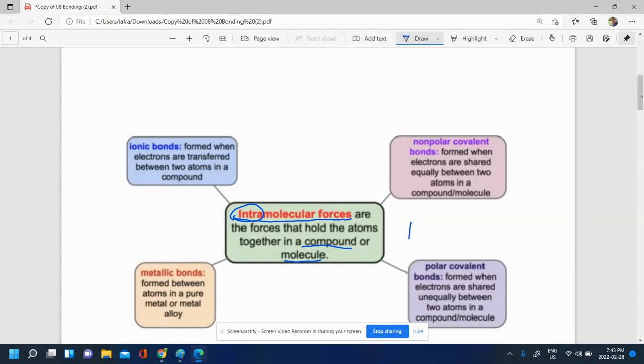So here we have water, like this. I'm just drawing a quick structure here. This bond here, this covalent bond, this is an intramolecular force. It holds the atom of O and H together within the H2O compound.